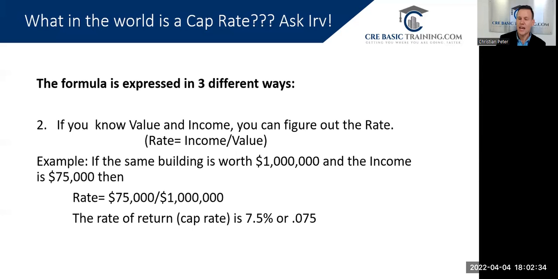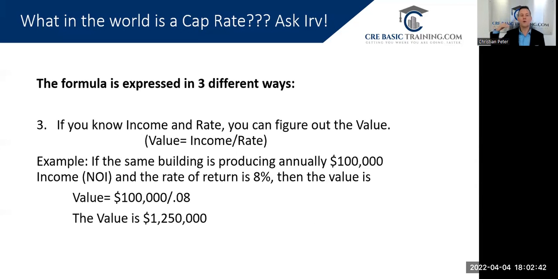Okay. Now what's cool is if you're working with somebody, and we'll get into the next slide, and let's go to the next slide, and then I'll give you some real world examples of this stuff, right? If you know the income and you know the rate, you can figure out the value. So for instance, this same building that's producing $100,000 of annual NOI and the rate of return is 8%, then the value is $100,000 divided by 0.08, okay?